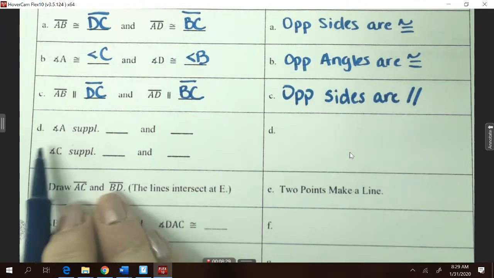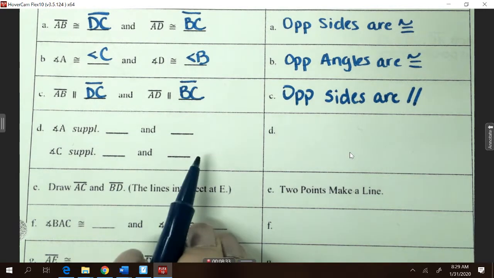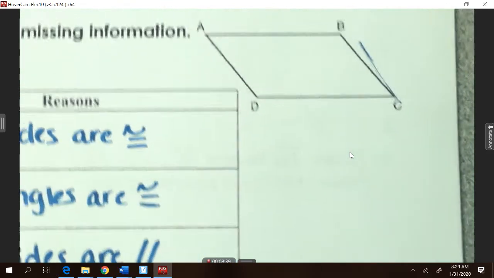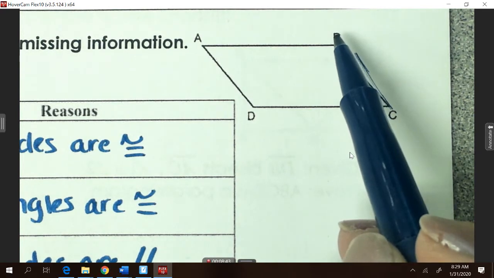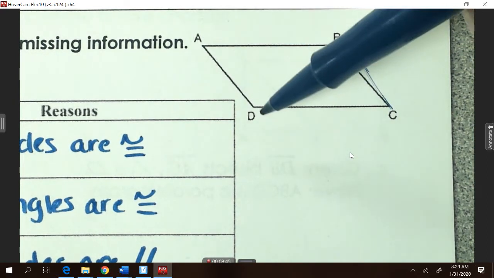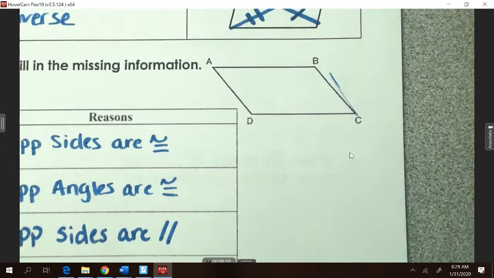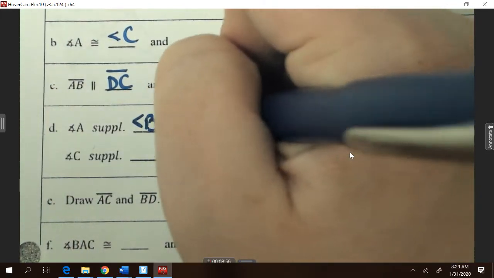All right, it says angle A is supplementary to blank and blank, and angle C is supplementary to blank and blank. So let's start with A. What two angles would A be supplementary to? A would be supplementary to B, because they're consecutive, and A would be supplementary to D, because they're consecutive. Yep. So let's go back over here. So I'd have A is supplementary to angle B and angle D.